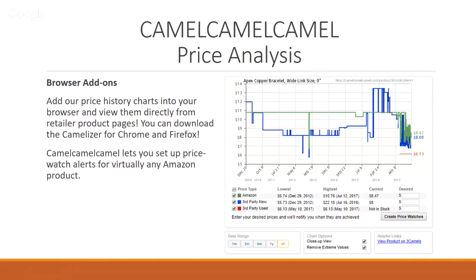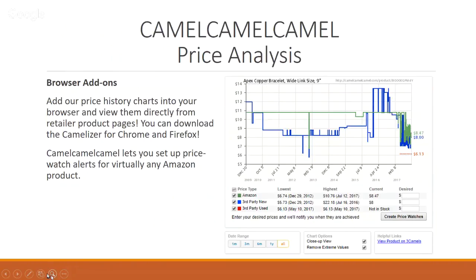Okay, so you can see an example on the right hand side here, and it also lets you set up price watch alerts for virtually any Amazon product out there. So you can set alarms or triggers if you're watching a particular product. In this case, I've chosen the Apex copper bracelet.